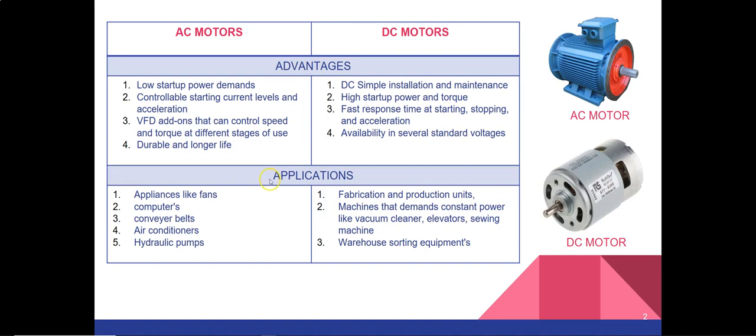Now let's see where these two types of motors can be used. First, let's start with the AC motors. They can be used in appliances like fans, computers, conveyor belts. They can be used in air conditioners, in hydraulic pumps, etc. Whereas the DC motors are used for fabrication and production units. They are used in machines that demand constant power, for example, vacuum cleaners, elevators, sewing machines, etc. They are also used in warehouses for sorting equipment. And here on the right, you see the picture of an AC motor, and this is the picture of the DC motor.